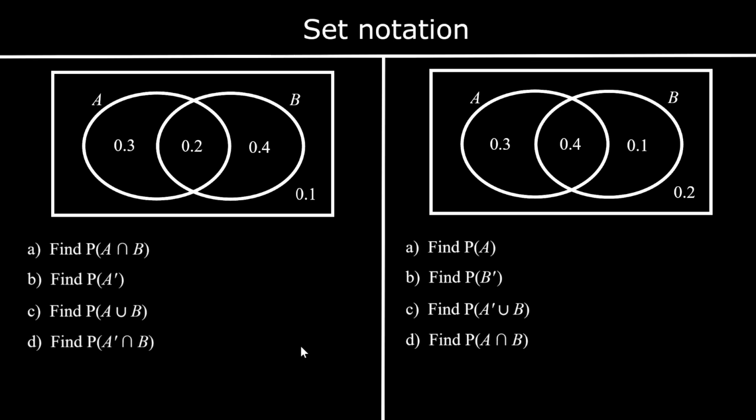In this video, we are looking at set notation. So we have a Venn diagram in the first question, and part A says find the probability of A and B, the intersection of A and B. When you have the symbol that looks a bit like an N, it means intersection or "and". So it's where it's A and B at the same time. The only bit that's A and B at the same time is the bit in the middle. It's 0.2.